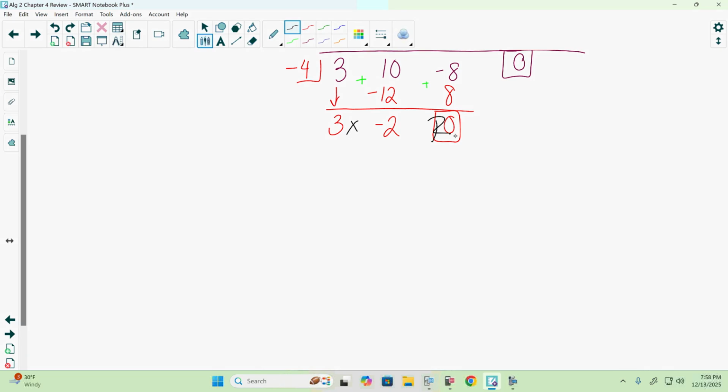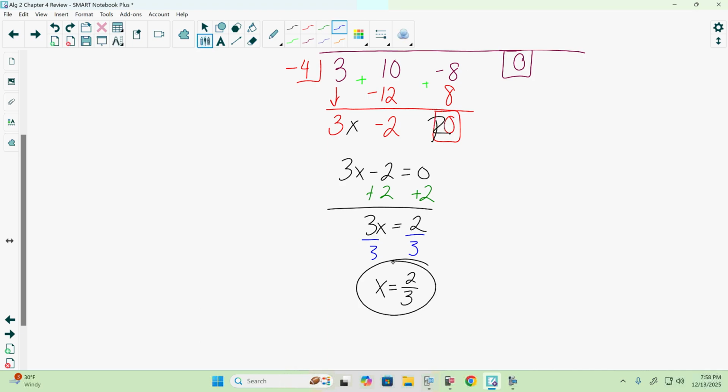Now we're going to fill our variables back in, telling us 3x minus 2 is 0. And we can solve for x. First thing we would do is add 2 to both sides. 3x is equal to 2. Lastly, we would divide both sides by 3, telling us x is equal to 2/3. And that would be our other solution.